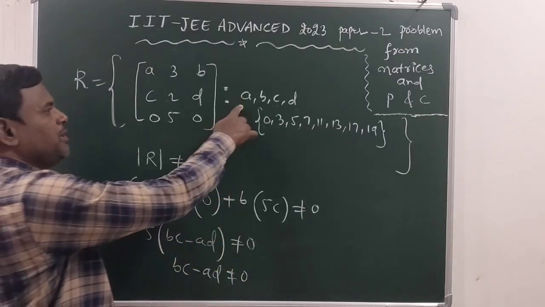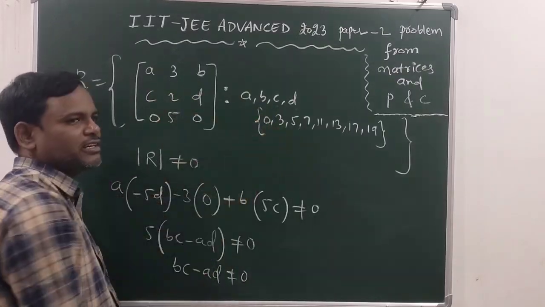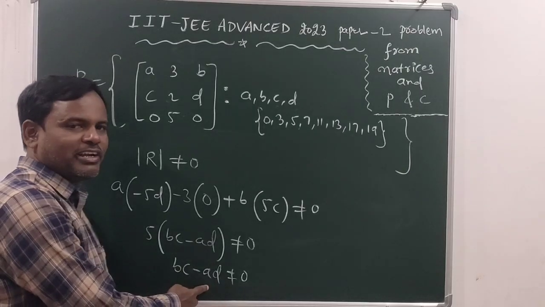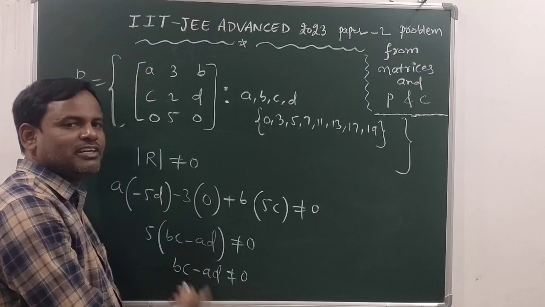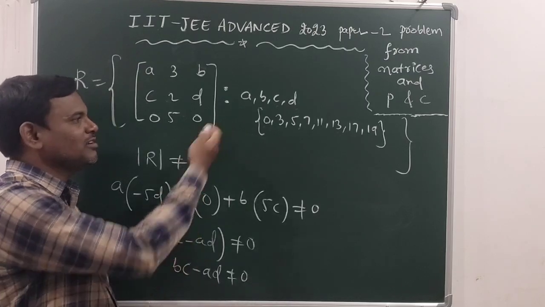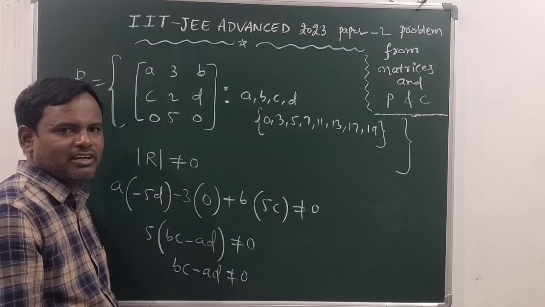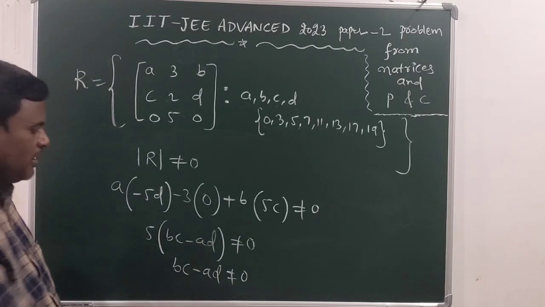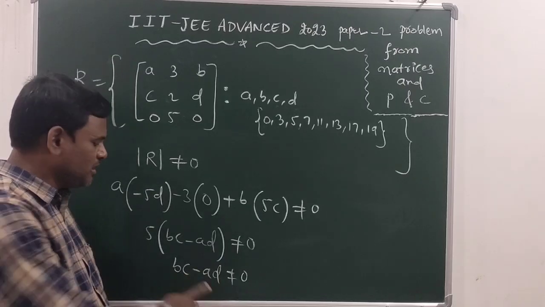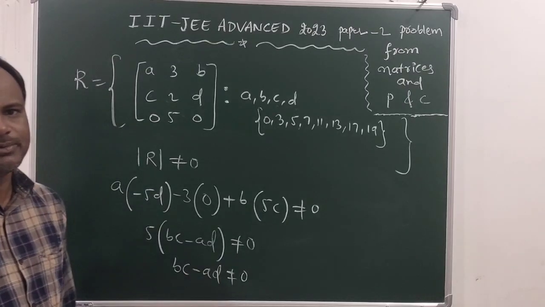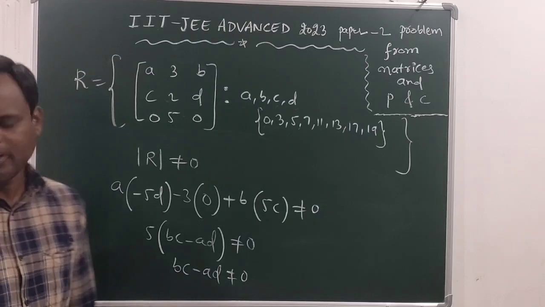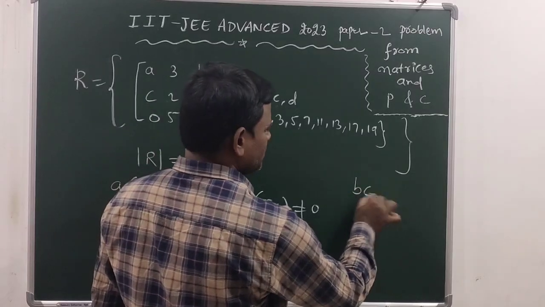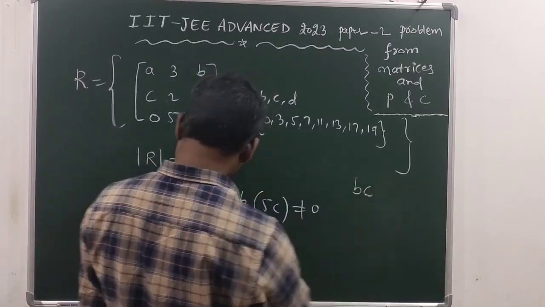You have to assign a, b, c, d values here from this set such that bc should not be equal to ad. If bc is equal to ad, then this determinant will be 0. If it is 0, inverse will not exist. Hence, identify the possibilities for a, b, c, d such that bc should not be equal to ad. Shall I identify? Now let me explain you. First I would like to find bc and ad.